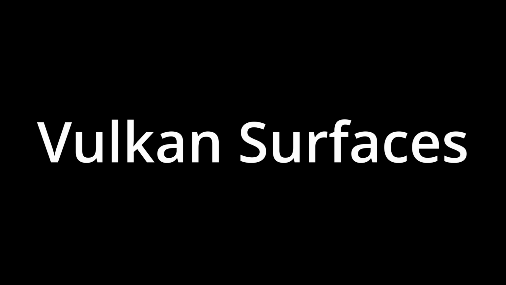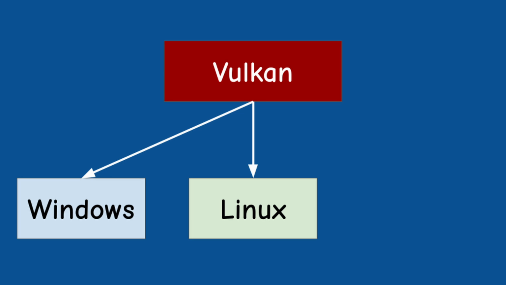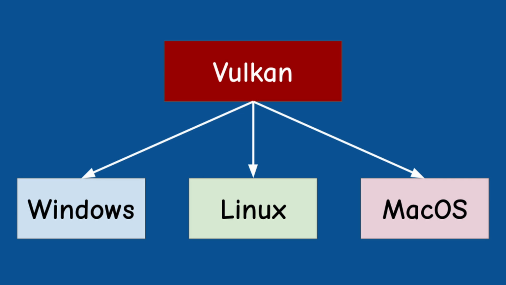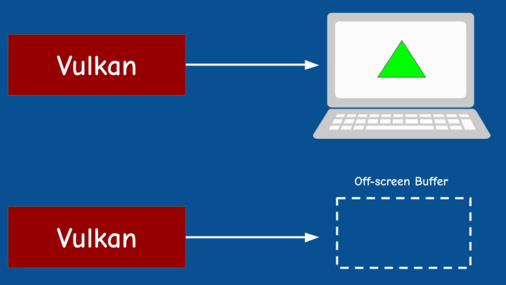In this hopefully short video, we will take a look at surfaces in Vulkan. In a very similar way to OpenGL, Vulkan is operating system agnostic. The core API does not depend on the underlying windowing system, and in fact, in some cases the render target is an off-screen buffer, which means that there is no window at the end of the pipeline.